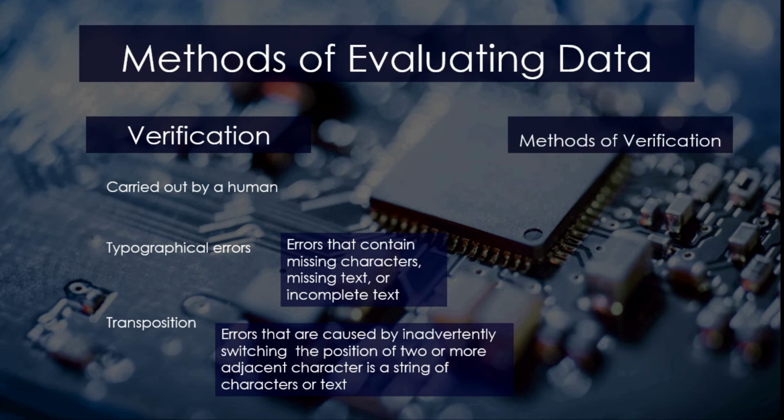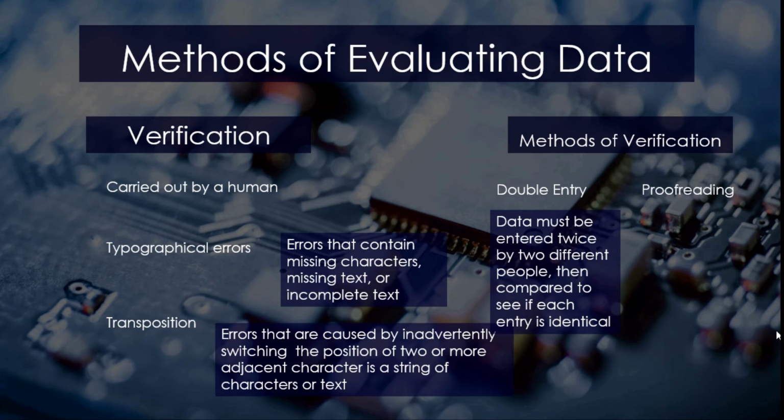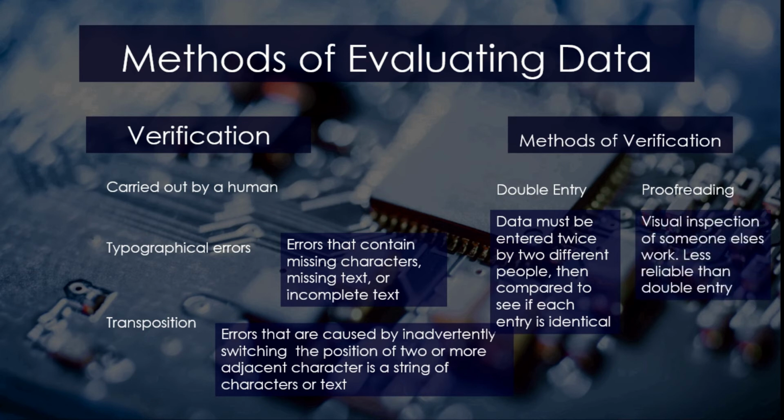Two methods of verification are double entry and proofreading. Double entry is a method that requires data to be entered twice and should be done by two different data entry clerks, and both entries must be checked against each other to ensure that they are identical. Proofreading is a manual method of verification during which a data entry clerk visually inspects the source document against data that has already been entered by another data entry clerk. Proofreading is less reliable than double entry, but it is significantly quicker.